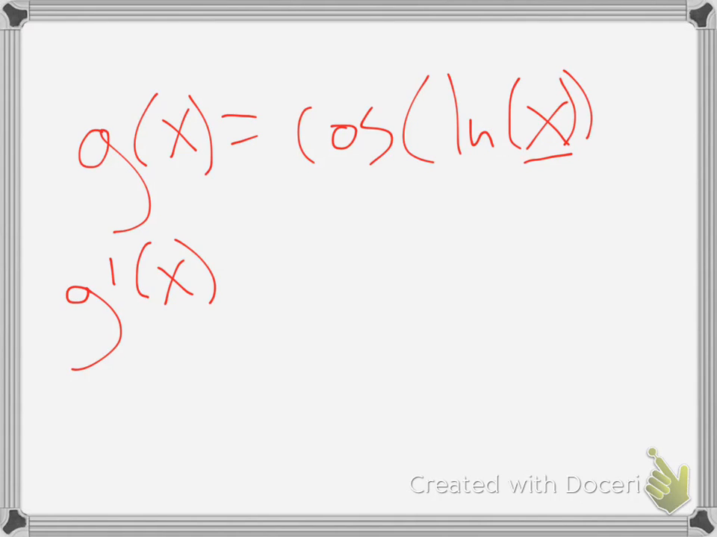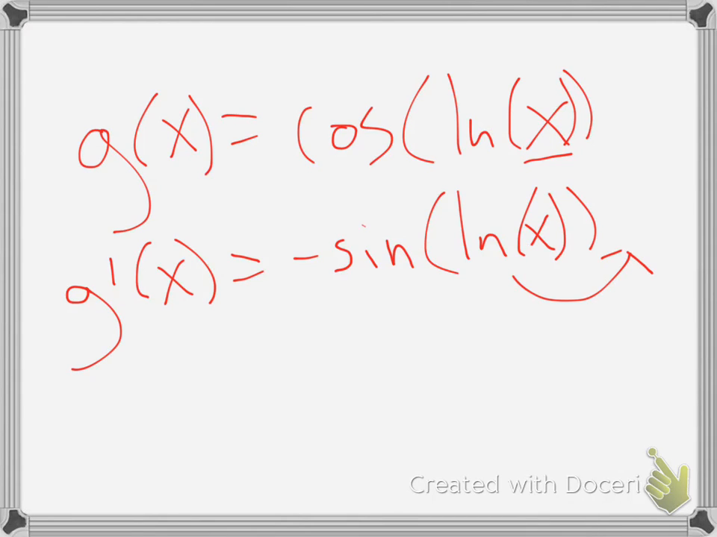So the derivative is going to be negative sine, that's the derivative of cosine, ln of x, what's in here stays here, and then the chain rule says take the derivative of the thing inside, which is ln x, and its derivative is 1 over x. So that is the final answer for number 2.